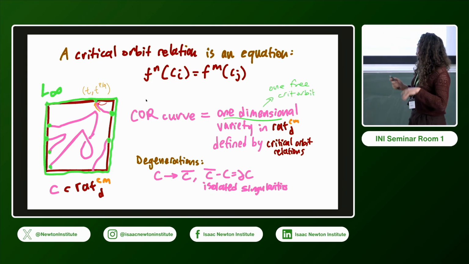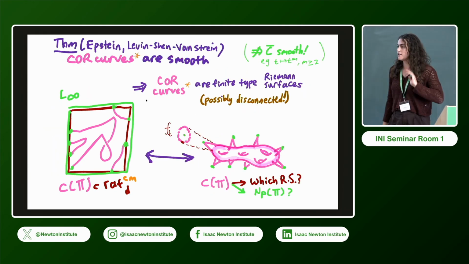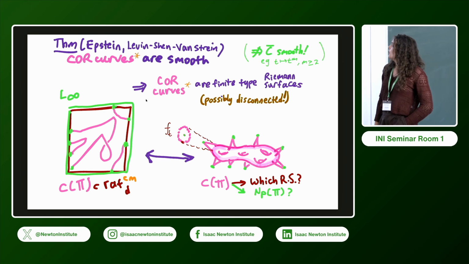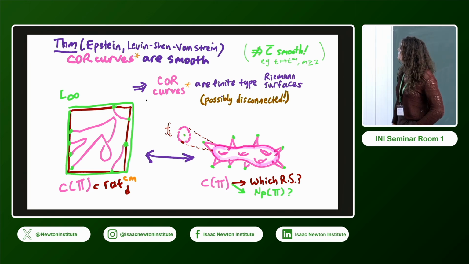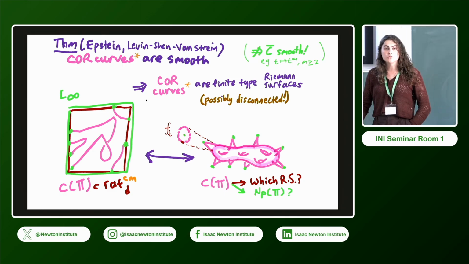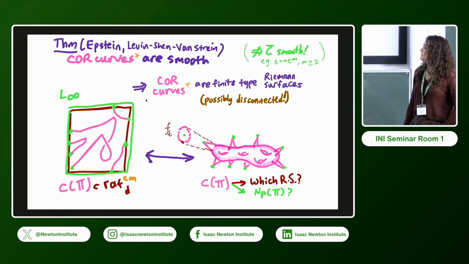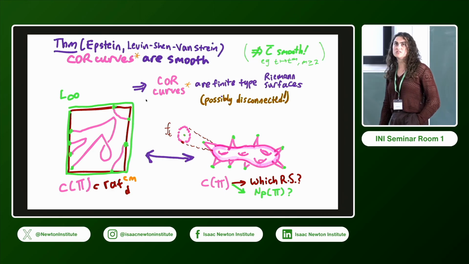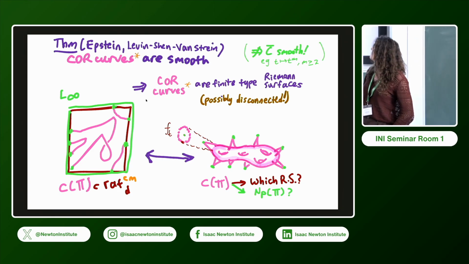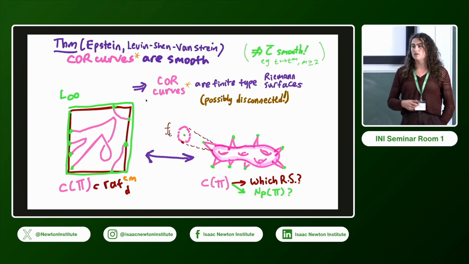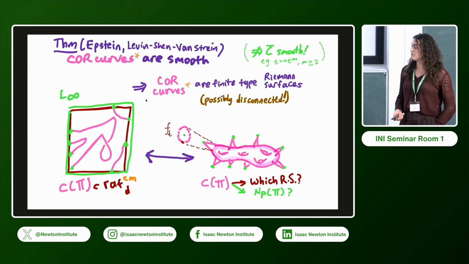Okay. And then it's a theorem of transversality from Adam Epstein, and then also from Levin, Shen, and van Strien, that core curves are smooth. And the upshot of this is that a smooth one-dimensional complex variety is a Riemann surface. So this means that our core curves are finite type Riemann surfaces that are possibly disconnected.